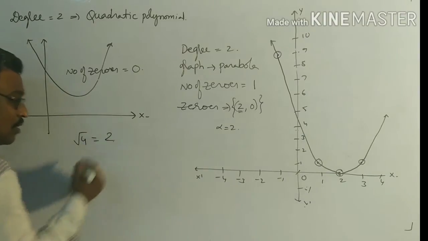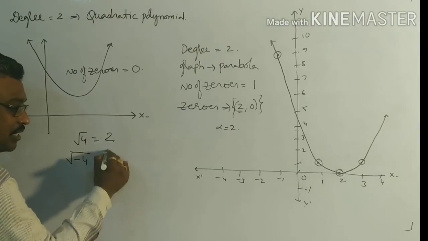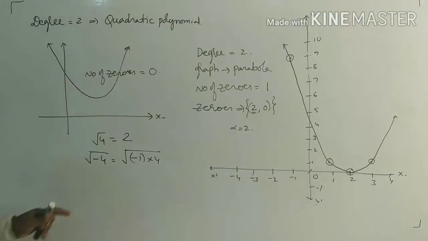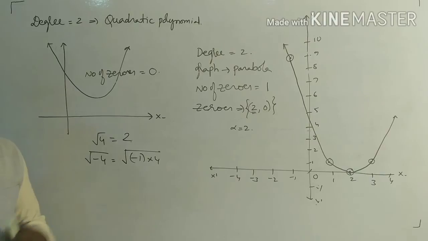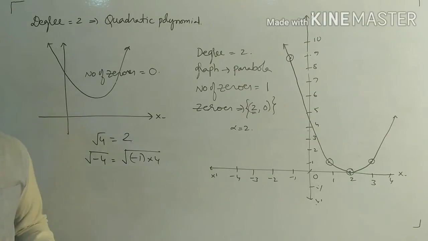Root 4, the value is 2. Root of minus 4. Can I write it as minus 1 into 4? Till 9th class, what will you learn? Root of minus 4 does not exist. In which way? We cannot express root of minus 4 in real numbers.